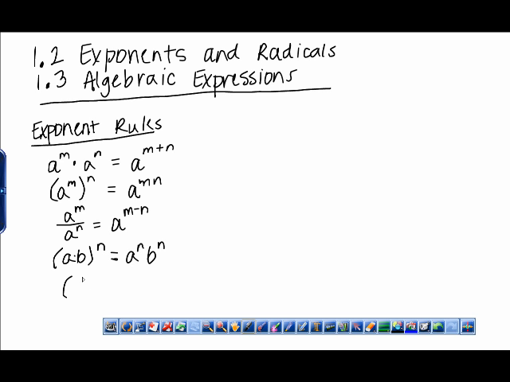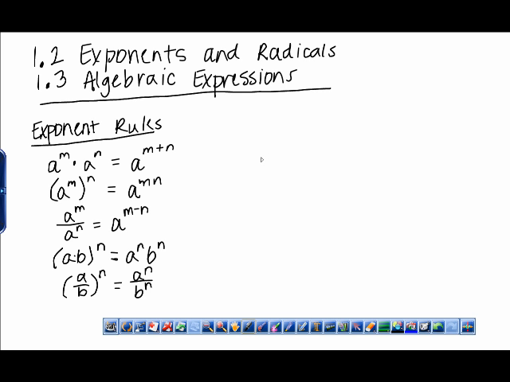Likewise, if you have a divided by b, a quotient, to the power of n, then both things need to be taken to the power of n when you separate it: a to the n divided by b to the n.